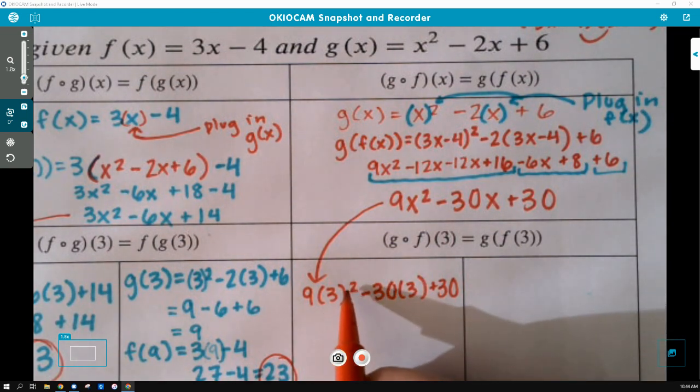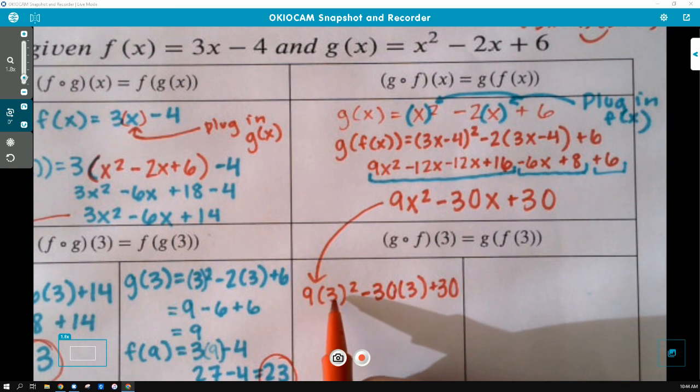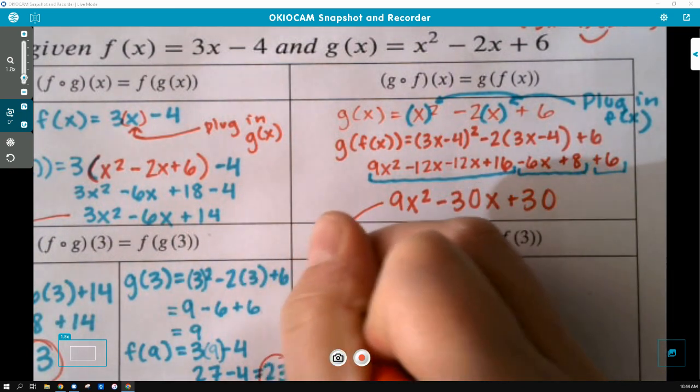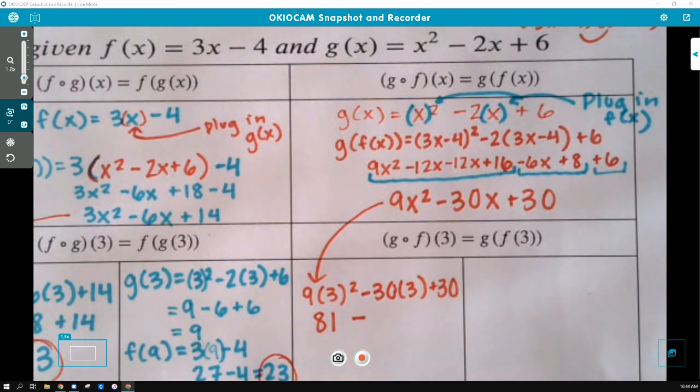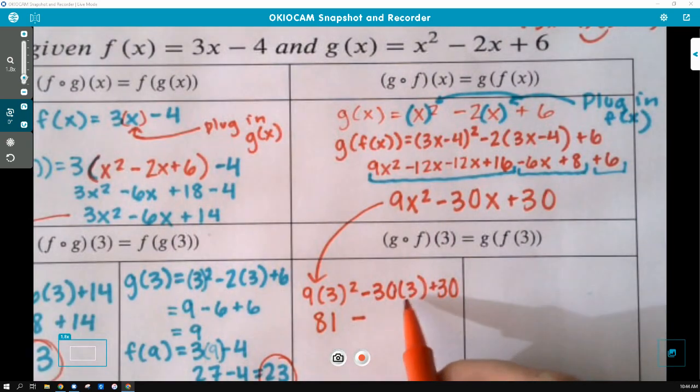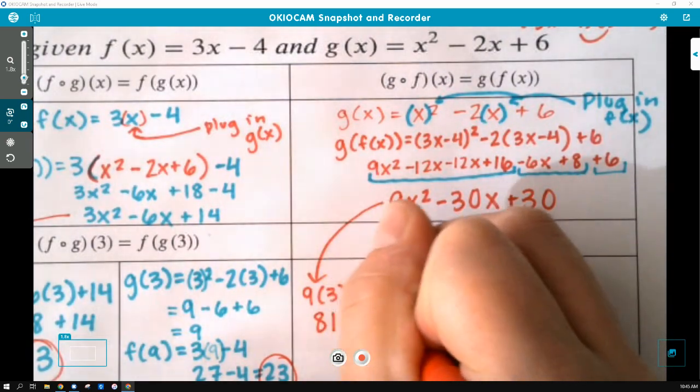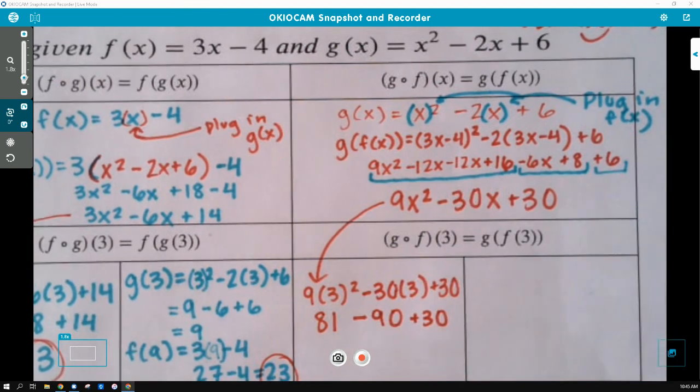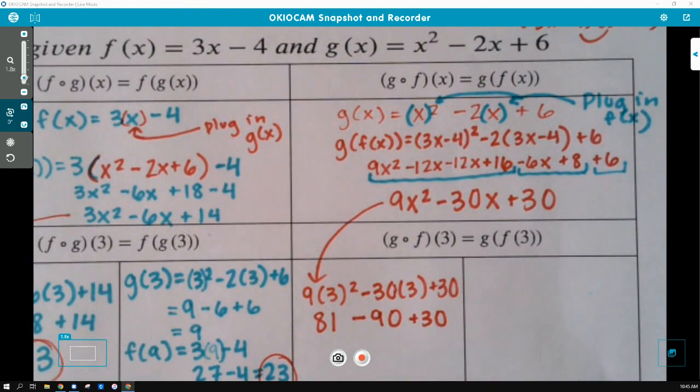Three squared is 9. 9 times 9 is 81. So we've got 81 minus 30 times 3, which is 90. And we've got plus 30. I did 81 plus 30 is 111. Minus 90 is 21.